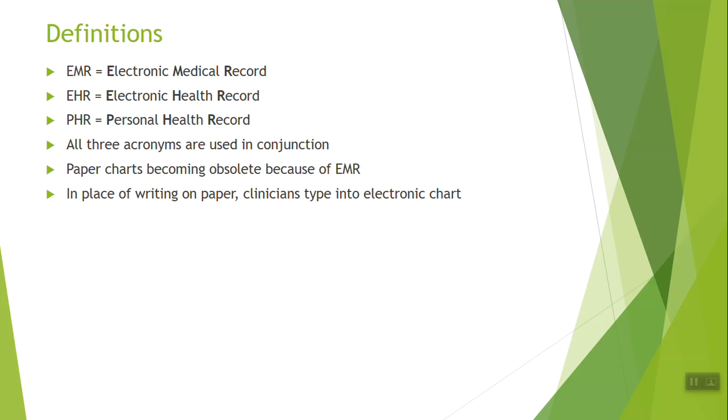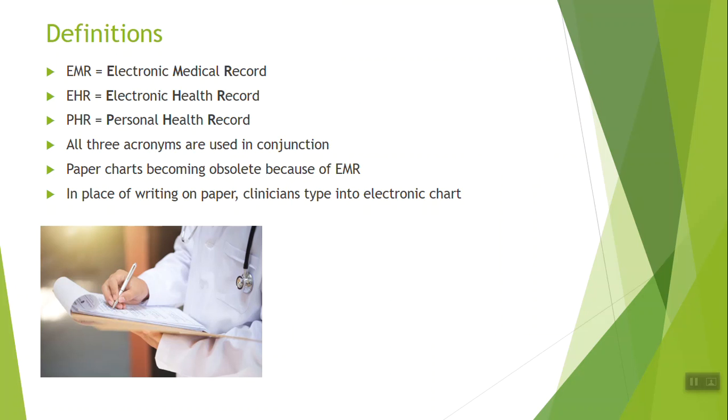And in contrast, a personal health record is an electronic application for recording personal medical data that the individual patient controls and may make available to health providers. This type of technology has made paper charts obsolete, and in place of writing on paper in a paper chart, clinicians type directly into an electronic chart.